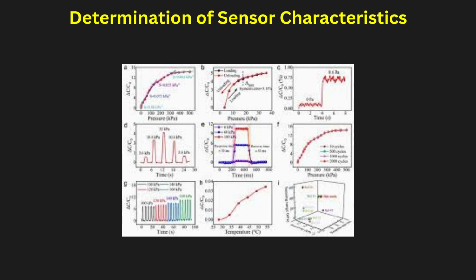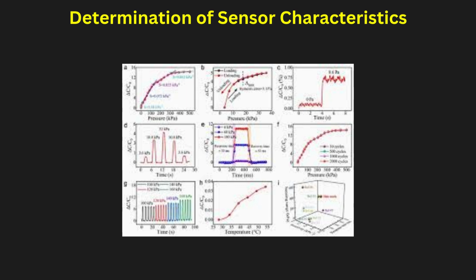So now, the determination of sensor characteristics. To ensure reliable performance, sensor characteristics must be determined through testing and calibration. The calibration process involves comparing the sensor's reading with known reference values to adjust the errors. Sensitivity is measured by analyzing the change in the output with respect to input variations. Accuracy is tested by checking the deviations from the standard values.